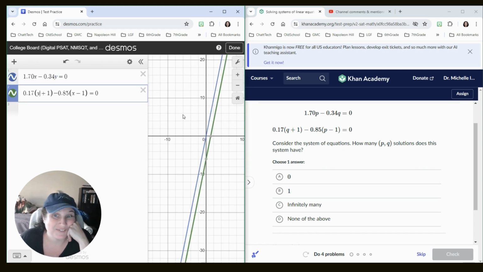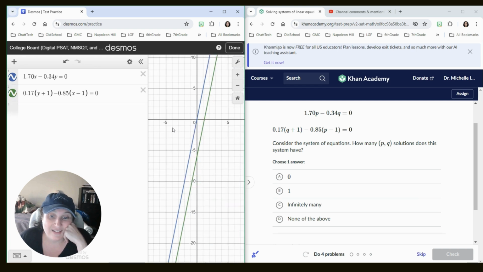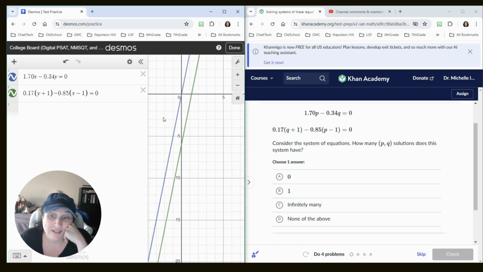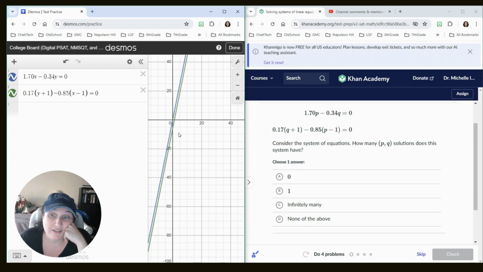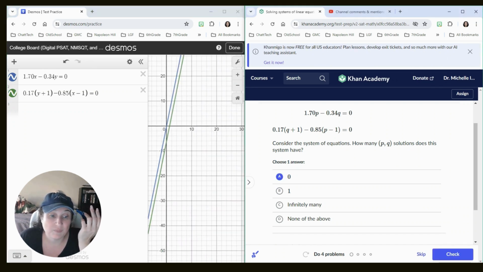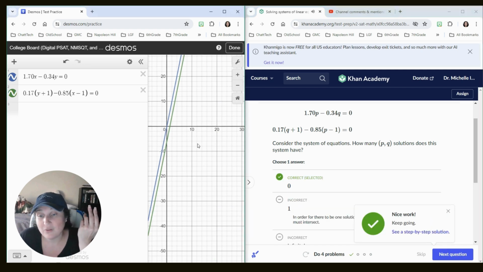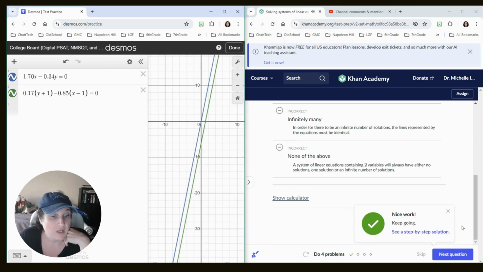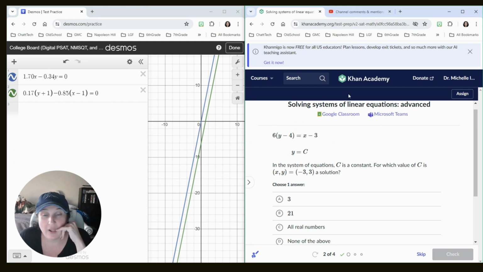Now I have a graph, and I can see that these two lines are parallel. And because these two lines are parallel, they'll never ever intersect, which means that how many solutions does the system have? None, or 0. They have no solutions. Okay? No solutions. Next question.